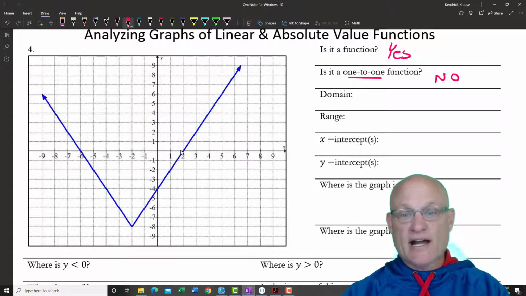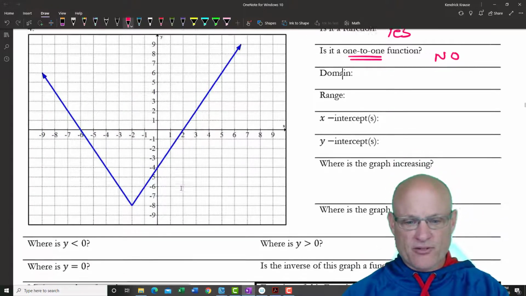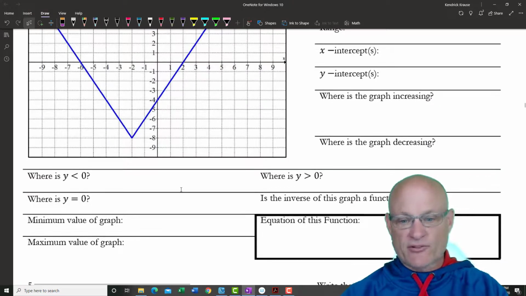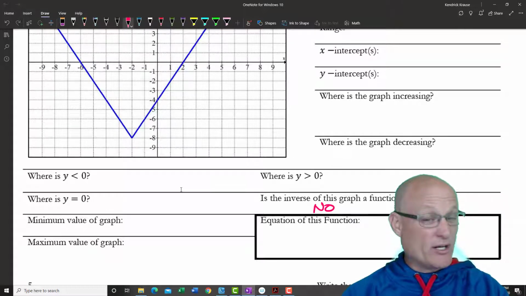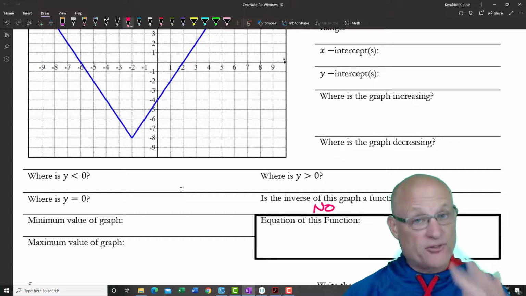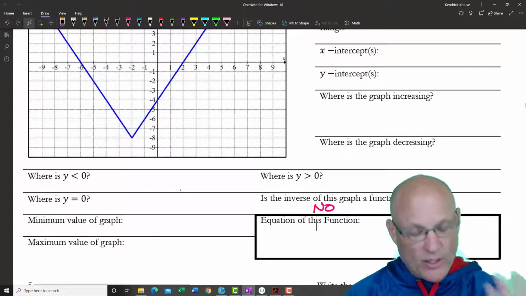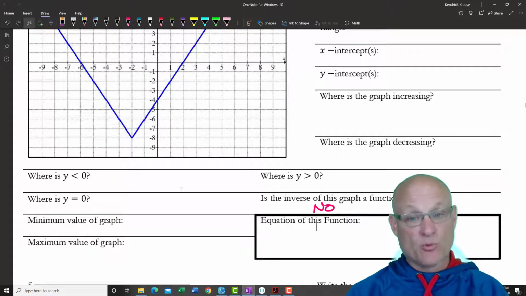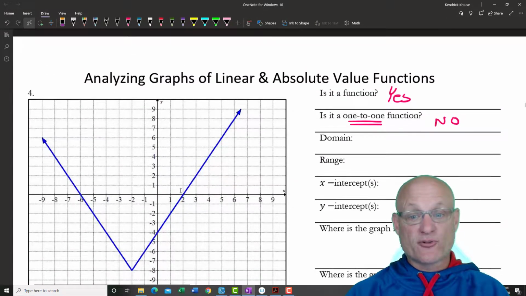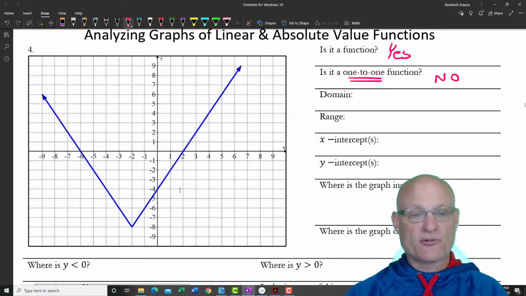Once you say it's not a one-to-one function, is the inverse of this a function? I just wrote yes, but I meant no. The inverse of a function is not going to be a function unless the original is one-to-one. So in order for the inverse to be a function, it has to be a one-to-one function.